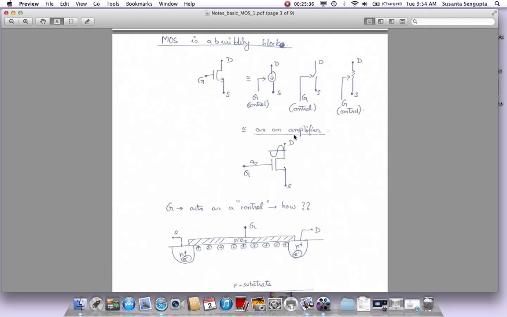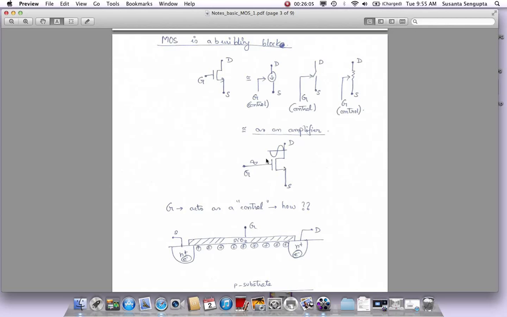But most of the time, as I've noted here, all these building blocks are used as an amplifier. In the analog world, we use them as amplifiers for both analog as well as RF applications. So in most of the cases, we'll be using them as amplifiers. In the digital world, we use them mostly as switches. Either the switch is on or off. That's what will be there. But in the analog world, mostly as amplifiers. And by amplifier, what I mean is the gate, if you bias it properly, and as we will see how all these things can amplify.